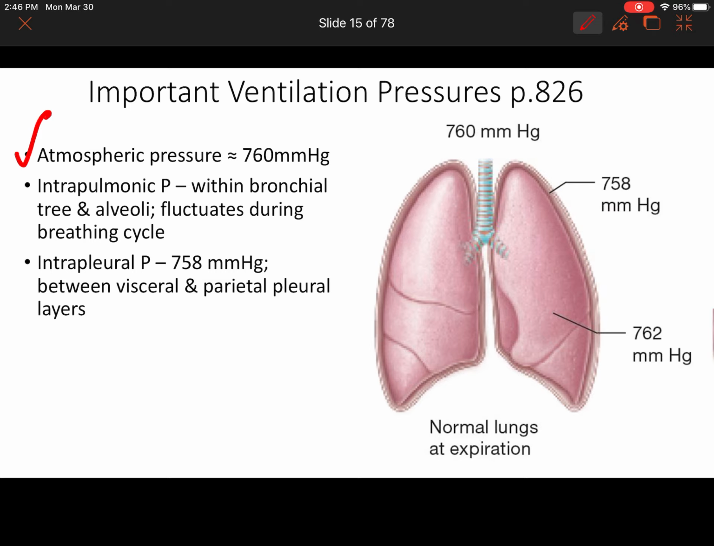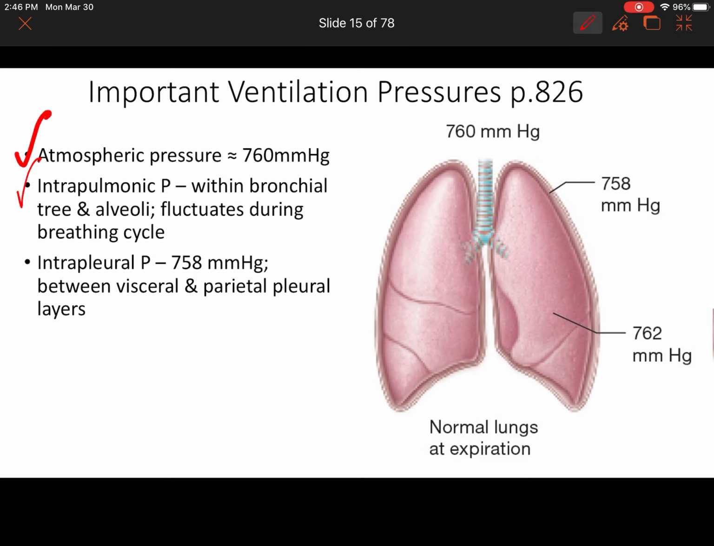And 760 millimeters of mercury is the air pressure at sea level. Another important pressure has to do with the intrapulmonic pressure. This is the pressure that exists within the trachea, within the bronchial tree, and within the alveoli themselves. And this pressure can fluctuate over the course of a respiratory cycle. So it doesn't have just one number, but a range of numbers there. And we'll talk about that here in just a moment.